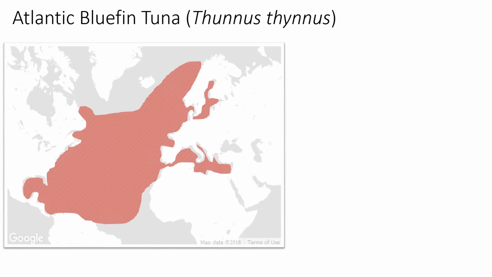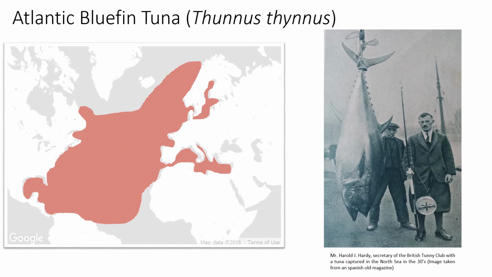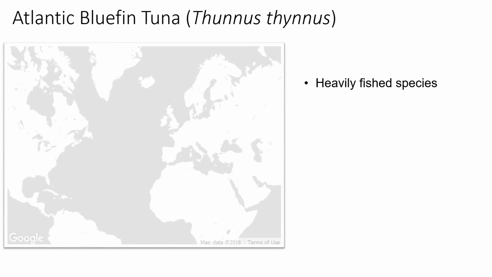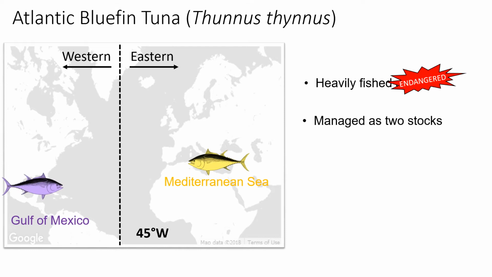This species is widely distributed along the North Atlantic Ocean and reaches incredibly big sizes, on some occasions reaching more than 600 kilos. This emblematic species has suffered from heavy fishing activity to the point that it has been considered endangered and its stocks have suffered from depletion. Currently, the species is managed considering two different stocks, the western and the eastern stock, separated by the 45-degree west meridian line. These two stocks correspond to the known spawning grounds for the species in the Gulf of Mexico and in the Mediterranean Sea. Previous studies have found genetic differentiation between these two stocks.